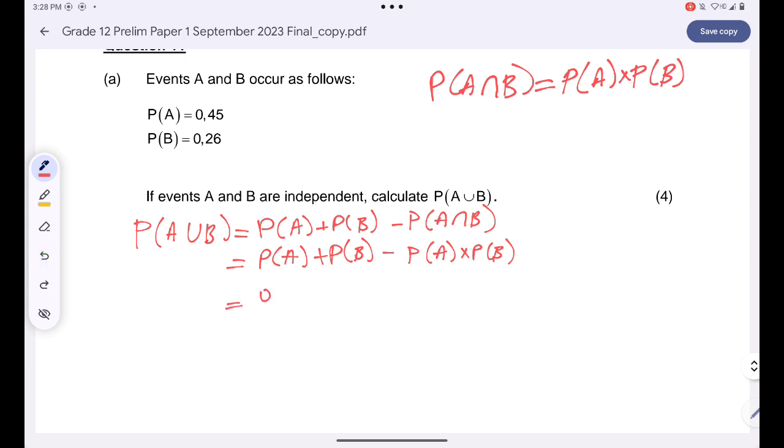Okay, so that's just 0.45 for the probability of A, 0.26 for the probability of B, and then 0.45 multiplied by 0.26. So 0.45 plus 0.26 minus 0.45 times 0.26. The final answer is just 0.593. This over here is the probability of A or B.